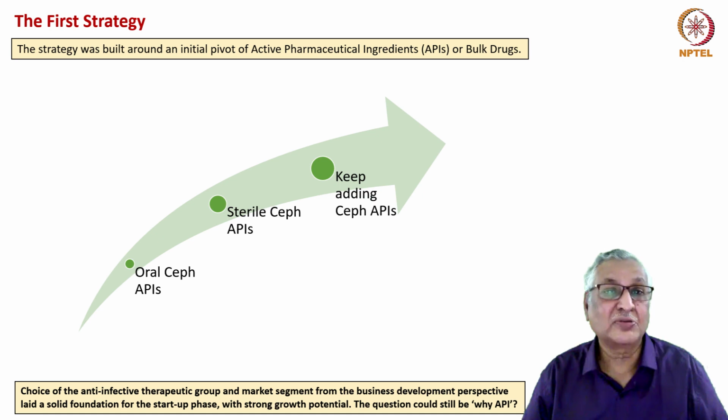The first strategy was built around an initial pivot of active pharmaceutical ingredients, that is bulk drugs, oral Ceph APIs, sterile Ceph APIs, and then kept on adding more cephalosporin APIs. Choice of the anti-infective therapeutic group and market segment from the business development perspective laid a solid foundation for the startup phase with strong growth potential. The question could still be why API?